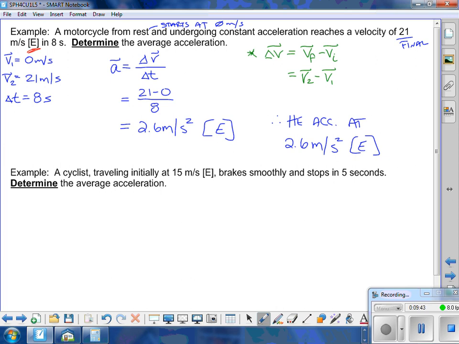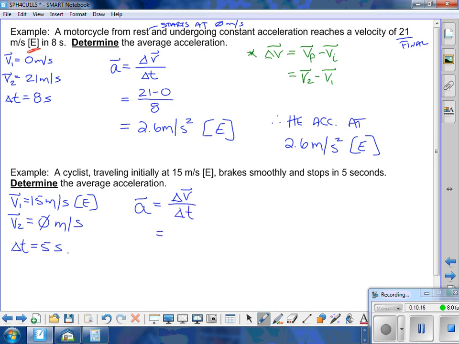Second example, a cyclist traveling initially at 15 meters per second. So let's list our information. Initial velocity, or the first velocity, is 15 meters per second east. Brakes smoothly and stops. So final velocity when you stop is obviously 0 meters per second. And we did that in 5 seconds. What is the average acceleration? So your average acceleration is delta V over delta T, V2 minus V1. So 0 take away 15 over 5.